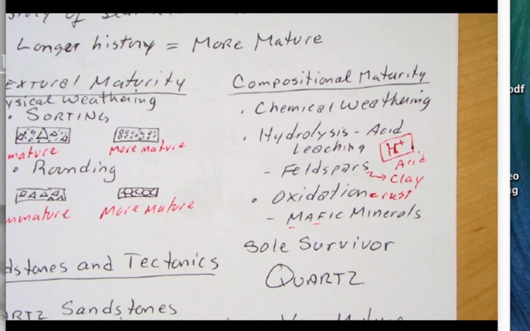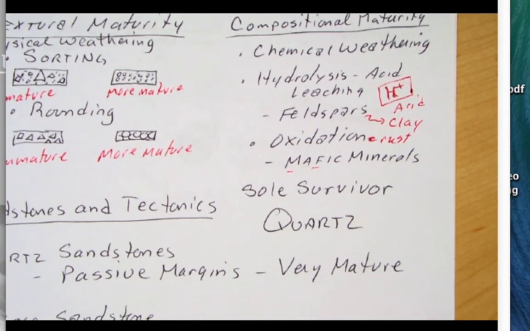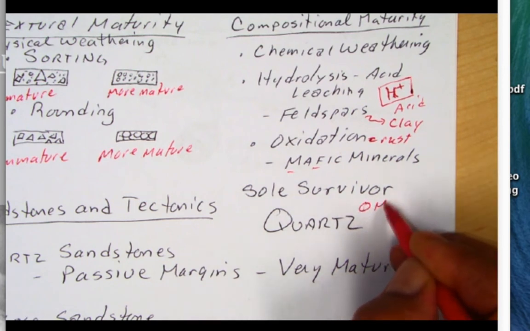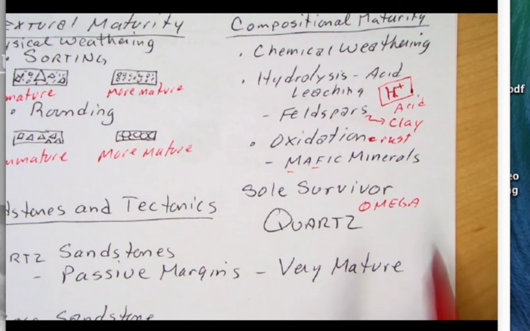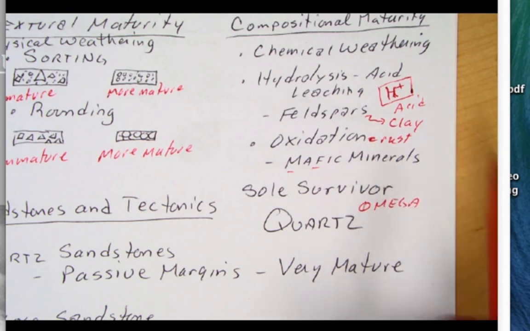The only mineral that's not affected by chemical weathering is quartz. Here I call it the sole survivor. Sometimes I call it the omega mineral because omega is the last letter of the Greek alphabet. So thinking about that, feldspars and mafic minerals, their presence would indicate that the sediment is not that mature.